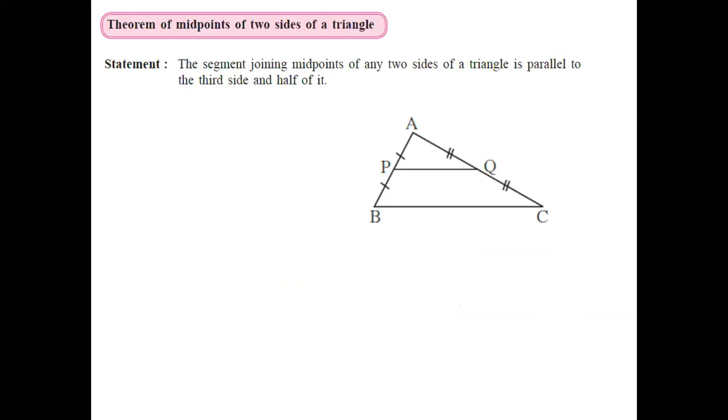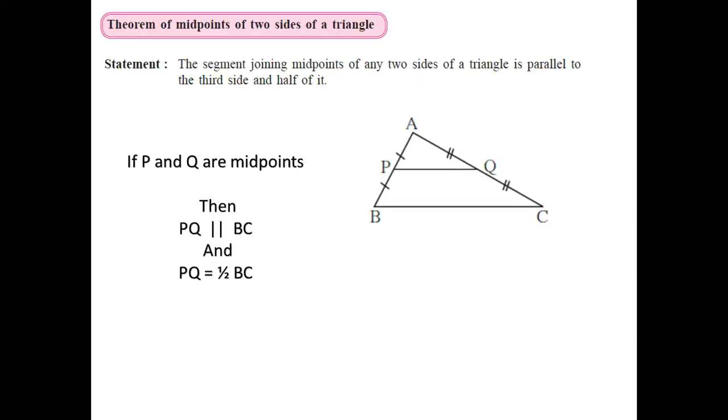And then comes a very important theorem, the midpoint theorem of two sides of a triangle. The theorem says that the segment joining the midpoints of any two sides of a triangle is parallel to the third side. So in this case, if we are given that P and Q are midpoints, then we can say that the line segment PQ is parallel to BC and PQ is half of BC. That's the midpoint theorem.